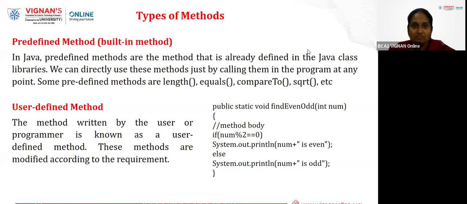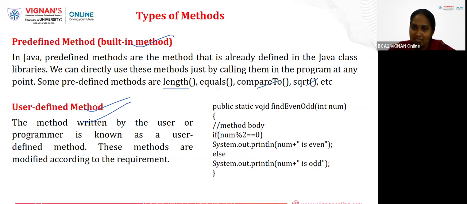Right. Here we have 2 types of methods, predefined methods and user-defined methods. Predefined methods are which are already defined in the Java itself, length, equals to, compare, square root. All these are the predefined methods. User-defined methods means the programmer defines a method.